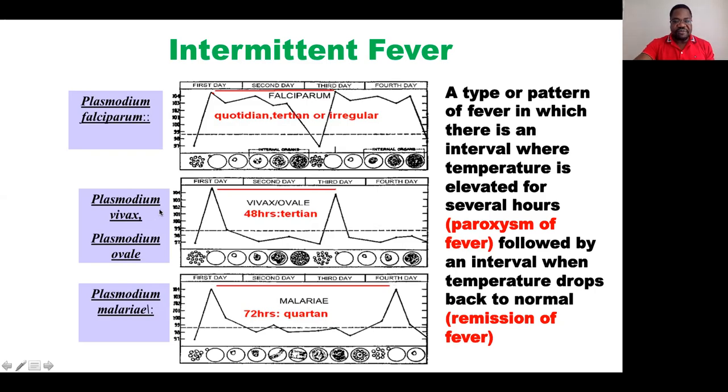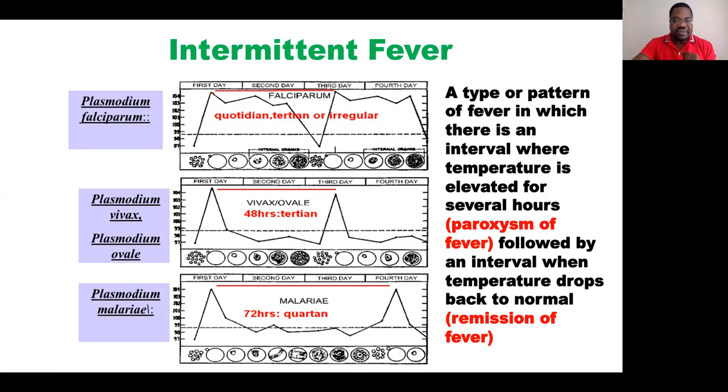Then if you are infected by Plasmodium vivax or Plasmodium ovale, this remission period will take 48 hours. That's what we call tertian malaria. So you have a peak, then 48 hours remission, then you have another peak. But with quartan, you have a peak, 72 hours later, you have another peak. So this gives you an idea of the species that is causing malaria.